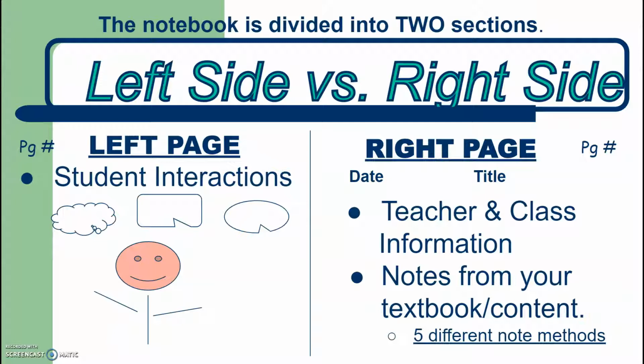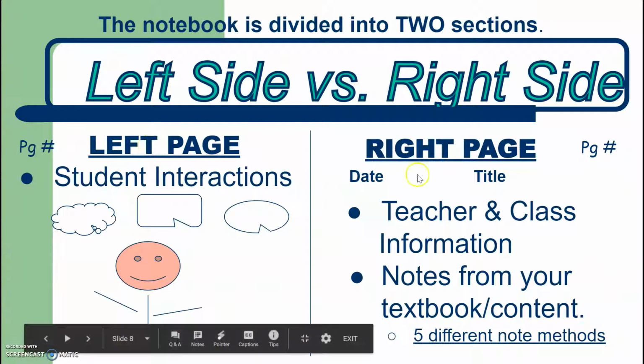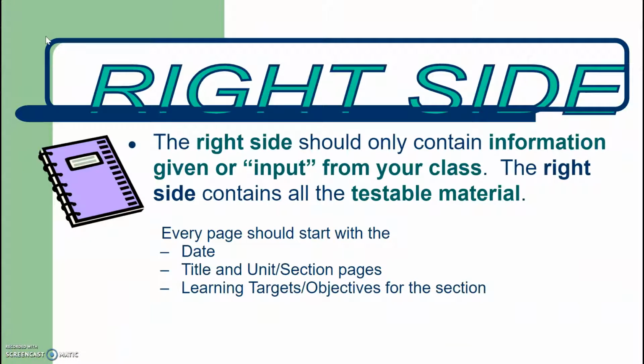This is the spot where after you take your notes, you go back and you write some questions, or you reflect a little bit on the main topics, key terms that you learned, or you draw some pictures or add some graphs or tables, reflecting on what the right side of your notebook was discussing. Going back to the right side, it only has the information given. We call them inputs from your class. The right side contains all the testable material.